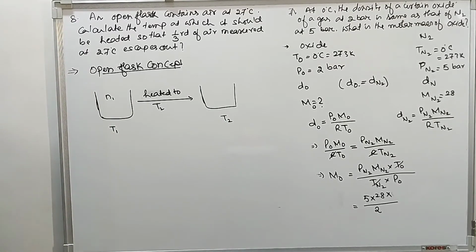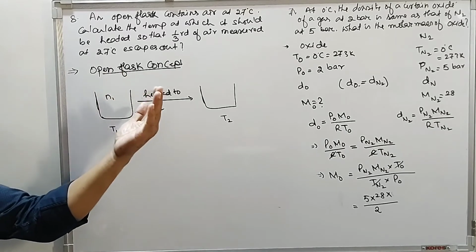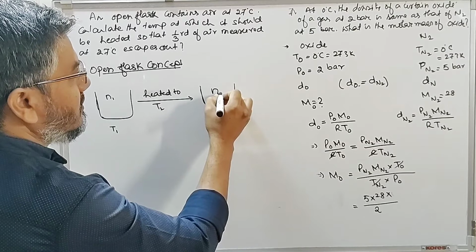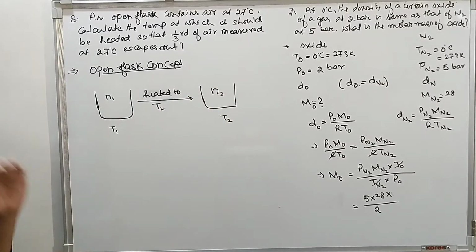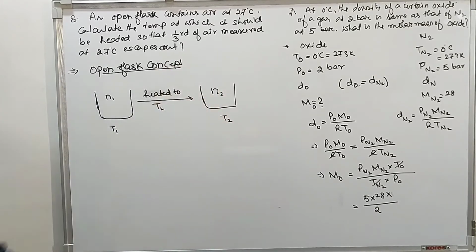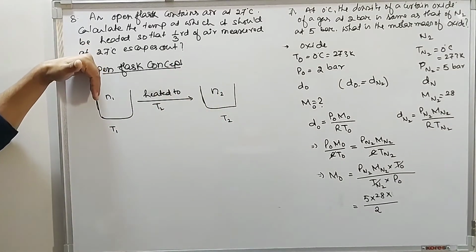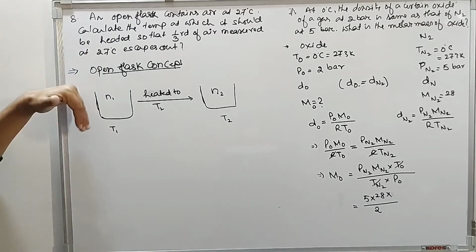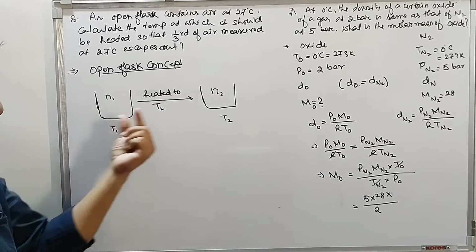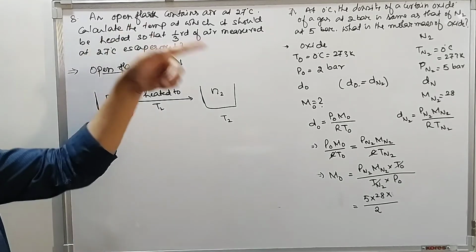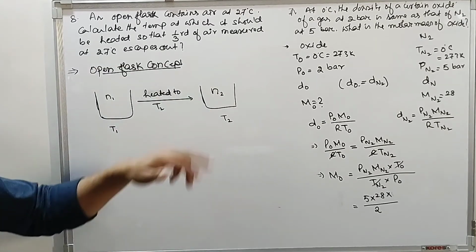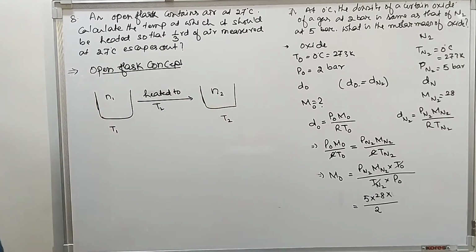Now on heating, some moles of gas will escape out and some will remain. The number of moles of gas remaining inside this container at T2, let's suppose, is N2. Initially N1 was present at T1. Now you heat this gas to T2. At T2, some gas will escape out, and the total number of moles of gas left inside this container at T2 is N2.